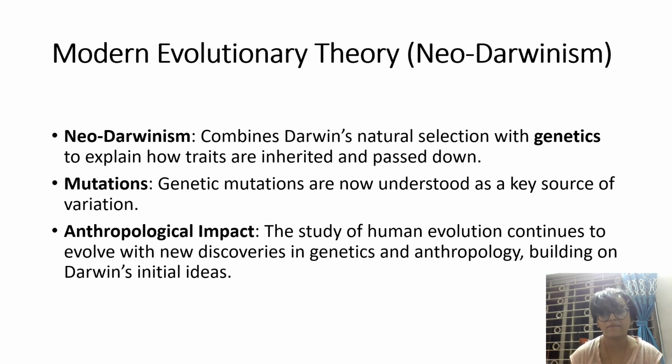Now, the modern evolutionary theory of Neo-Darwinism. Neo-Darwinism combines Darwin's natural selection with genetics to explain how traits are inherited and passed down. In today's world, we understand the mechanism of genetics and how vast it is, and how it helps us join the puzzles of the day-to-day activities that human beings go through in today's life. So Neo-Darwinism basically talks about genetics and the traits which are inherited and passed down.